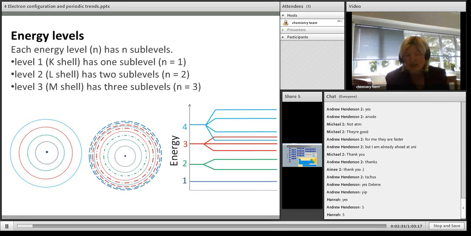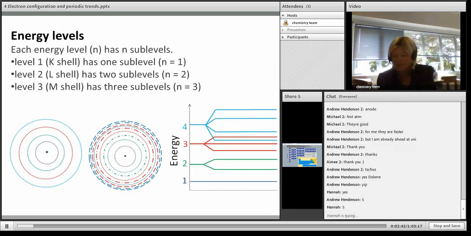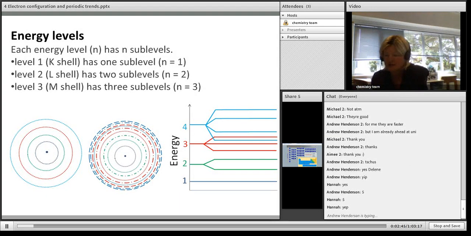Now notice, have you seen this K, L, M, and so on before? Yep, you have. It's an old-fashioned way, but it's still used a lot. The reason it starts at K is that when they were finding all this out, working with atomic spectroscopy, they thought they would discover a whole lot more. So they left A to J for future discoveries and started at K, and that's the only reason it starts at K and not at A.